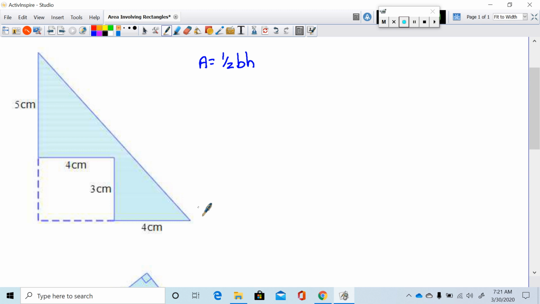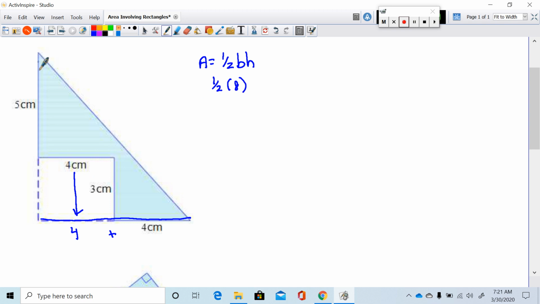Now the base is the bottom. However, we don't know the entire bottom based on the diagram. You have to take this 4 and slide it down. So then you will have the entire bottom. So 4 plus 4 is 8.